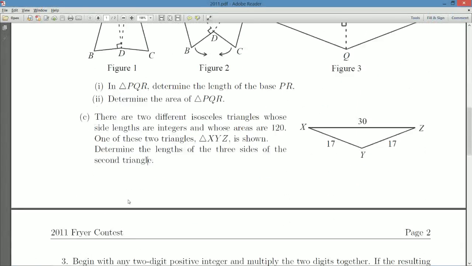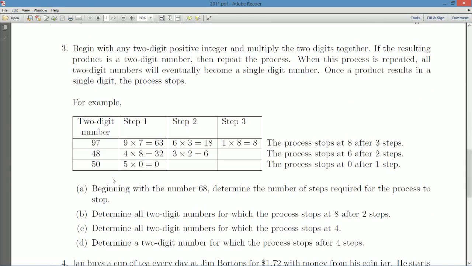And that concludes C part, and there isn't a D part, there's just question number 3. So hopefully you guys will join me for question number 3 on the 2011 Fryer. And yeah, I'll see you guys then.